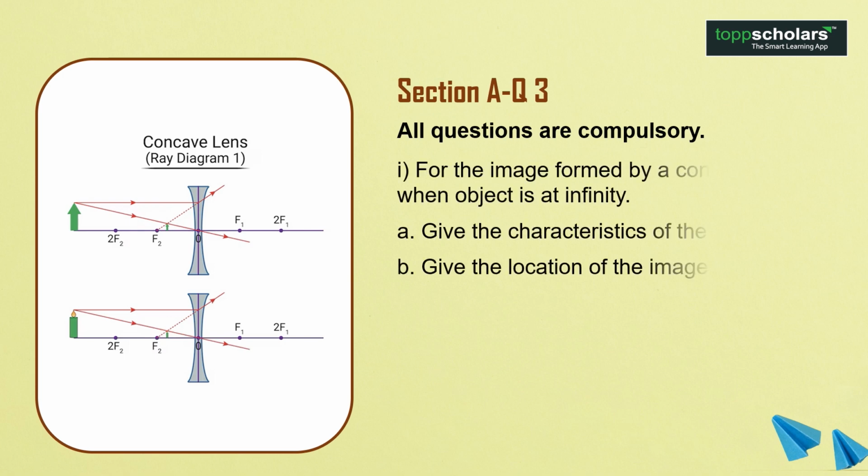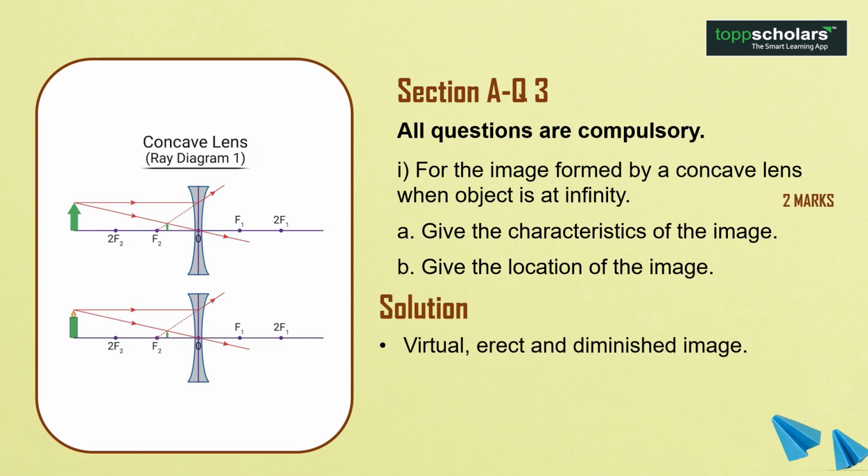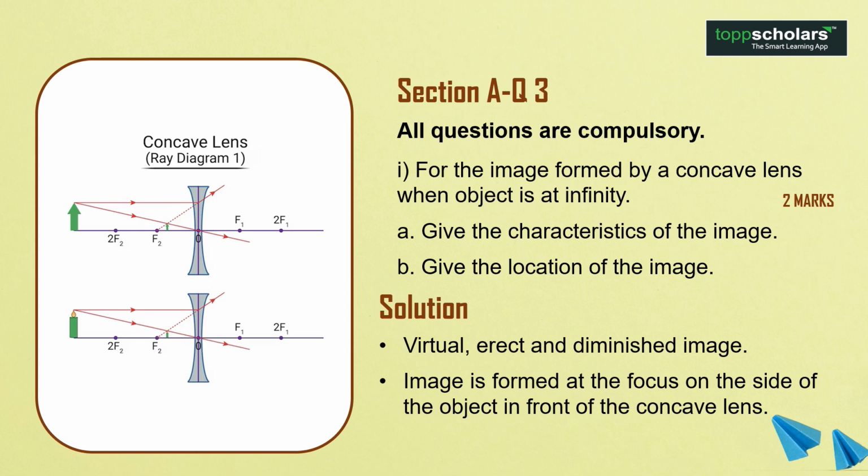Let's have a look at the new question now. We are dealing with question 3 of section A. So here is the first question. For the image formed by a concave lens when object is at infinity, give the characteristic of the image, and give the location of the image. Let us talk about the first part. The characteristic of the image is virtual, erect and diminished image. Let's talk about the location. The image is formed at the focus on the side of the object in front of the concave lens. So we have given the answer to both the questions: virtual, erect, diminished image shows the characteristic, and the image is formed at the focus on the side of the object in front of the concave lens.